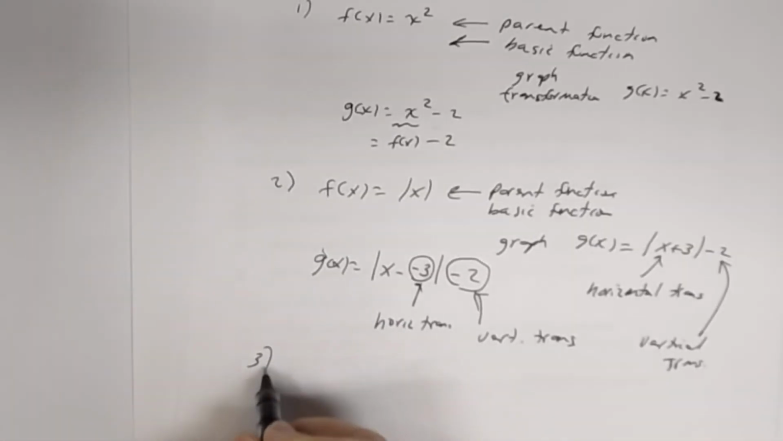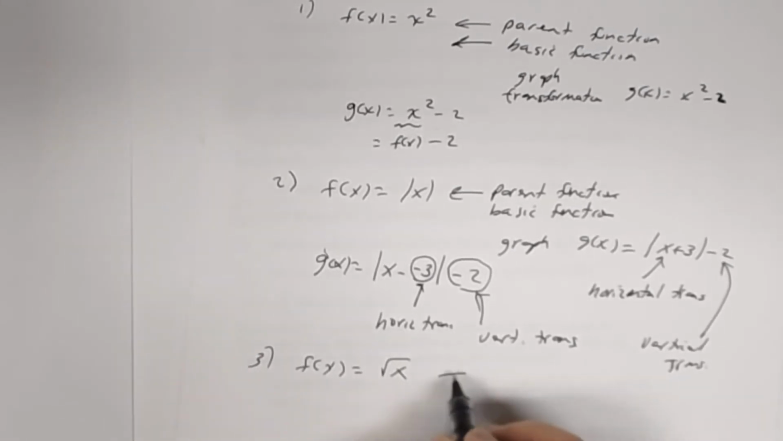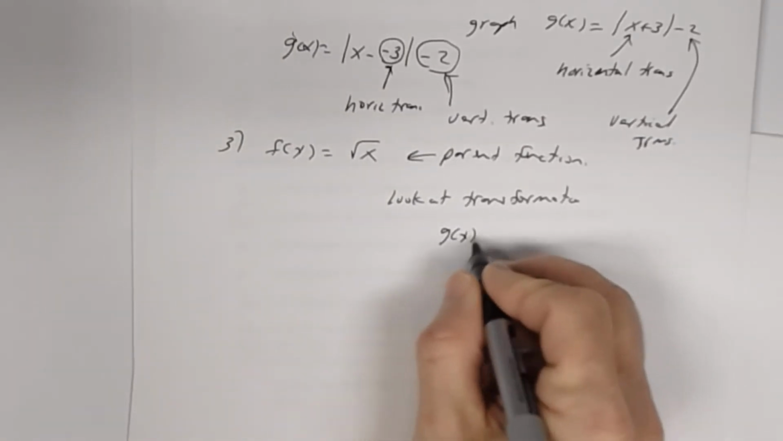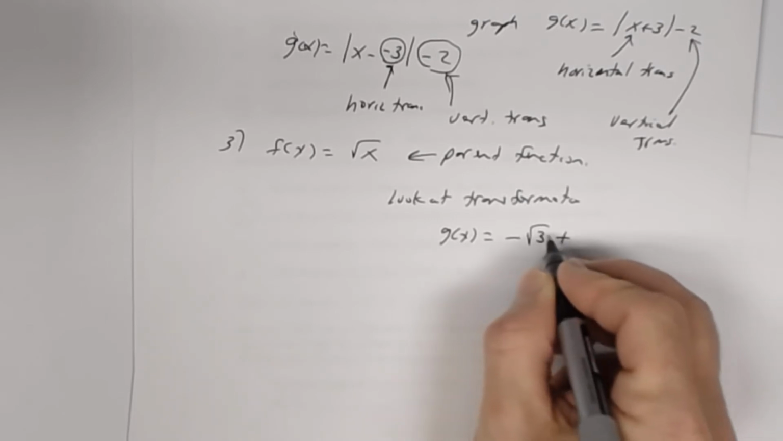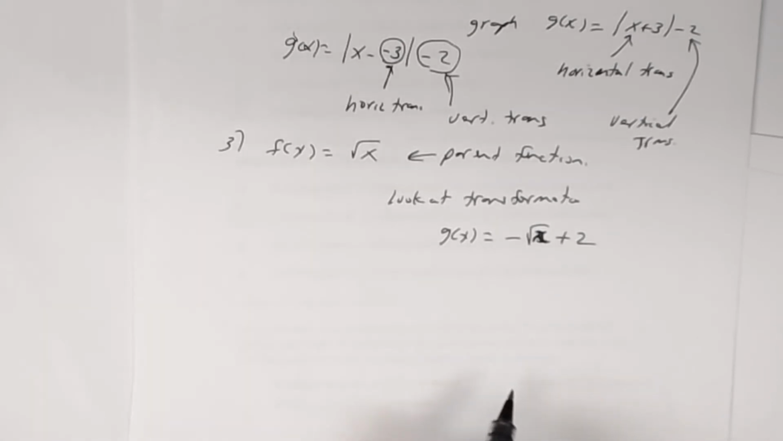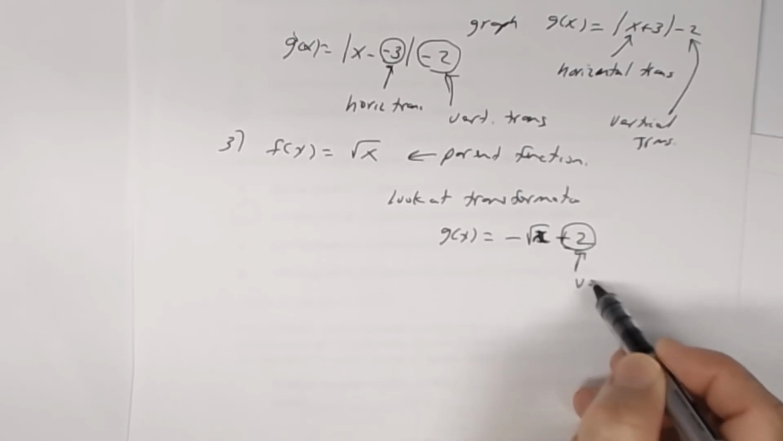So let me go ahead and write this out. Your parent function in number 3 is the square root function. That's the parent function, or the basic function. And you want to look at the transformation of g of x, which is equal to negative square root of x plus 2. Okay? Now remember, always do the vertical transformation last. So that's my vertical transformation.